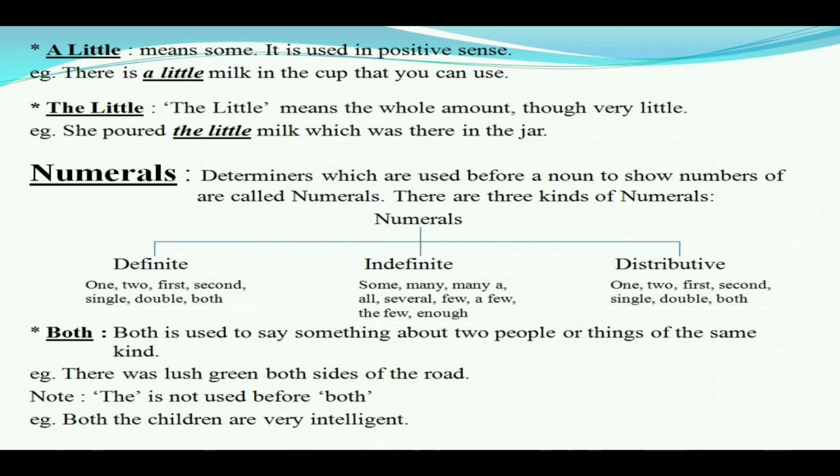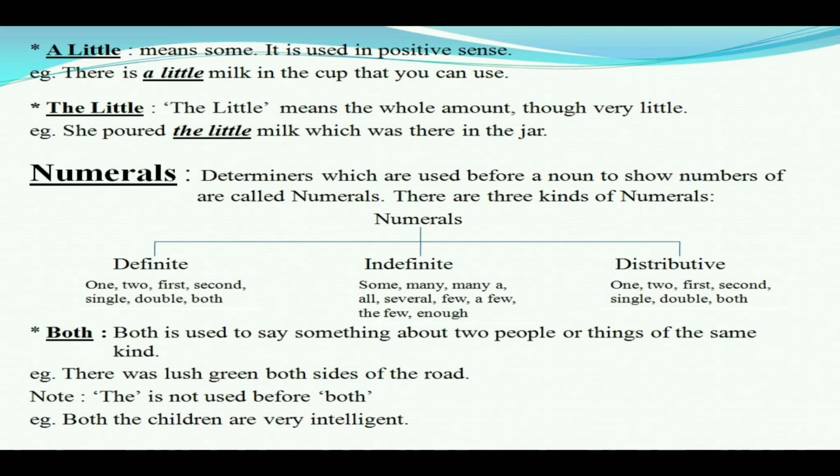Next is numerals. Determiners which are used before a noun to show numbers of that noun are called numerals. There are three kinds of numerals: definite, indefinite, and distributive. This is the same point that we have done earlier, distributive. So we are going to do these two, definite and indefinite. In definite numerals, there are 1, 2, first, second, single, double, both. Whereas in indefinite, there are some, many, many a, all, several, few, a few, the few, enough.